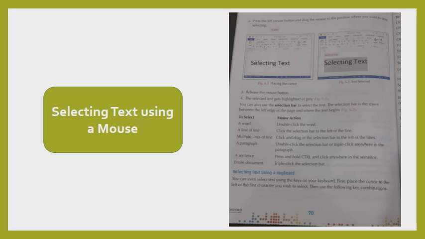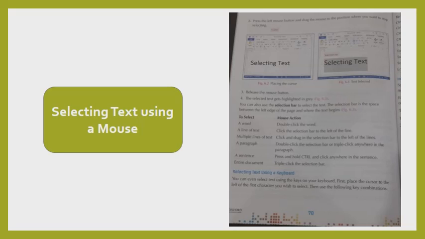And if you want to select a line of text, click the selection bar to the left of the line. It will select the line of text. And if you want to select multiple lines at one time, what will you do? Click and drag in the selection bar to the left of the lines. And students, if you want to select a whole paragraph, what will you do? You will double click the selection bar or triple click anywhere in the paragraph. It will let you select the paragraph.